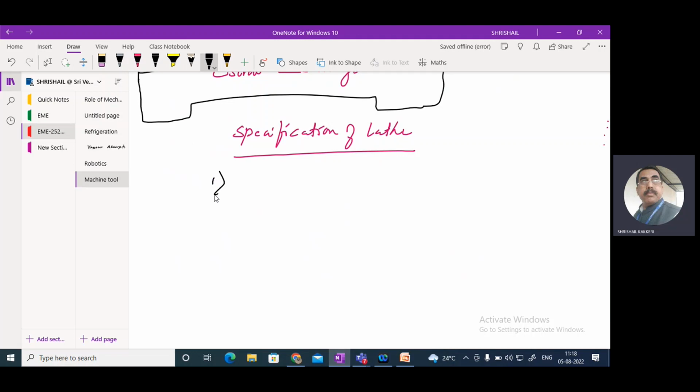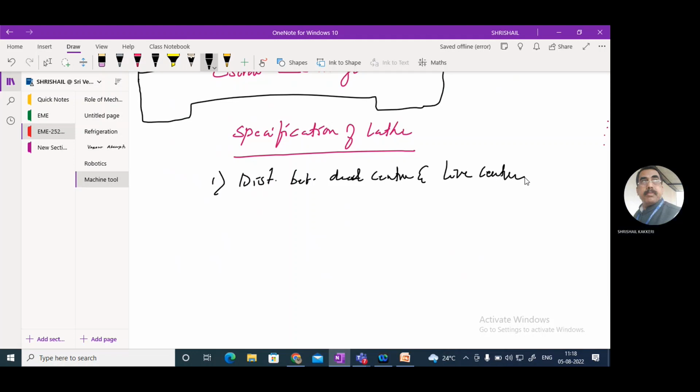One thing, the distance between the dead center and the live center. Live center or headstock. That will tell you the maximum length of workpiece which can be accommodated in the lathe. If the distance between the dead center and live center is given, indirectly I can decide what length of workpiece we can hold.